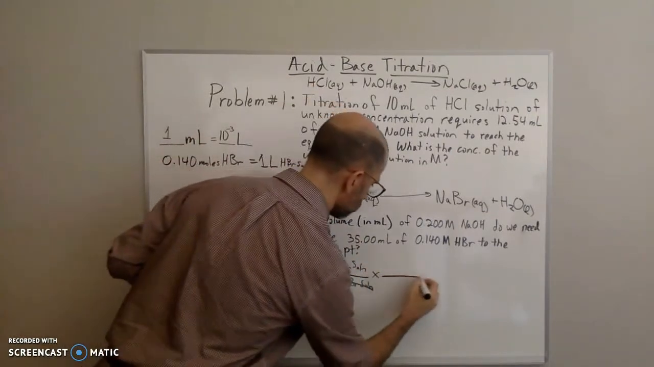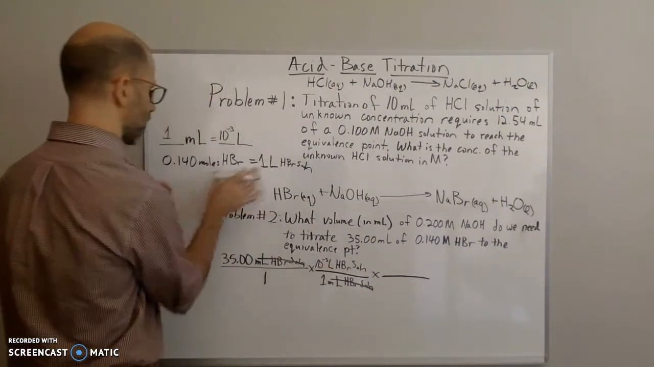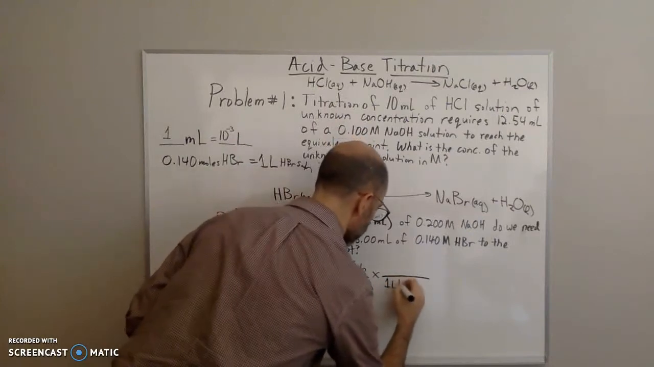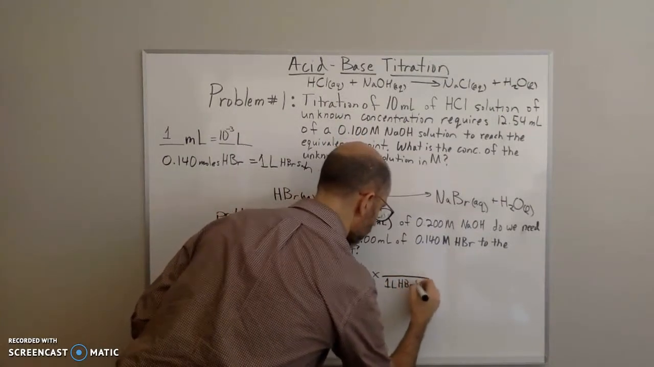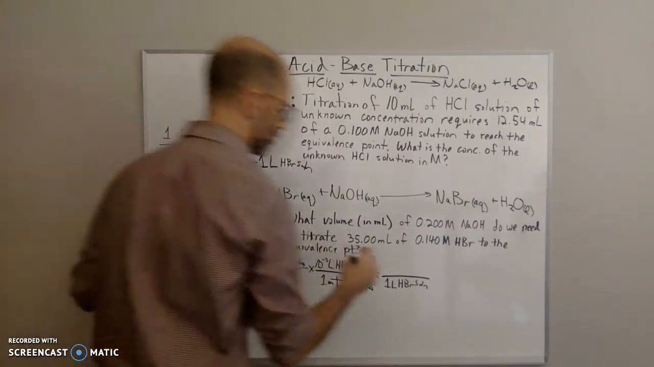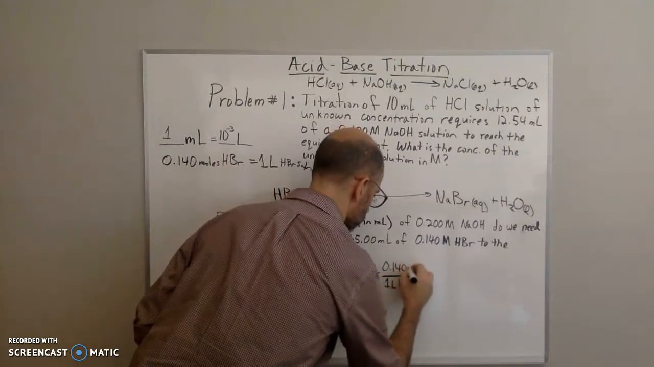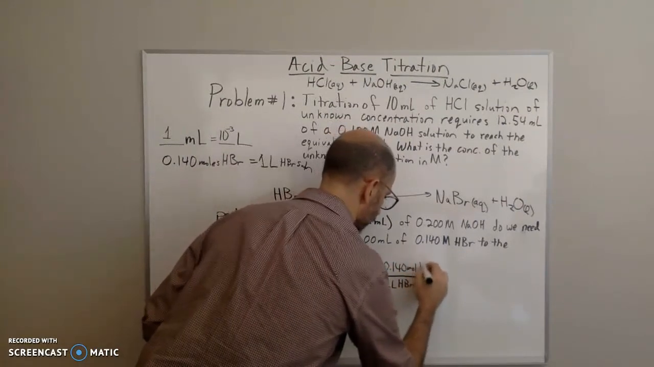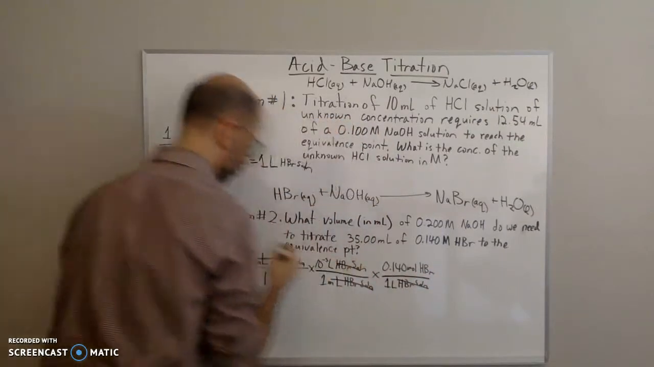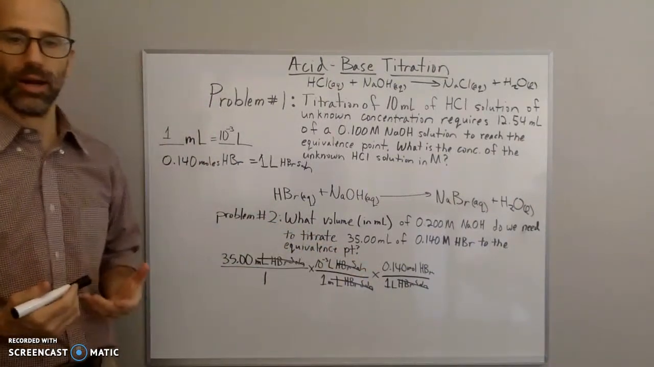So I have liters of HBr solution on top, so I want liters on the bottom. So 1 liter of HBr solution on the bottom and 0.140 moles of HBr on the top. So HBr solution cancels out. Now I have moles of HBr.